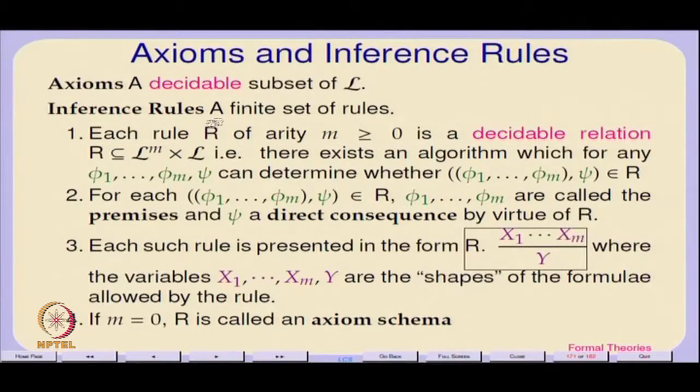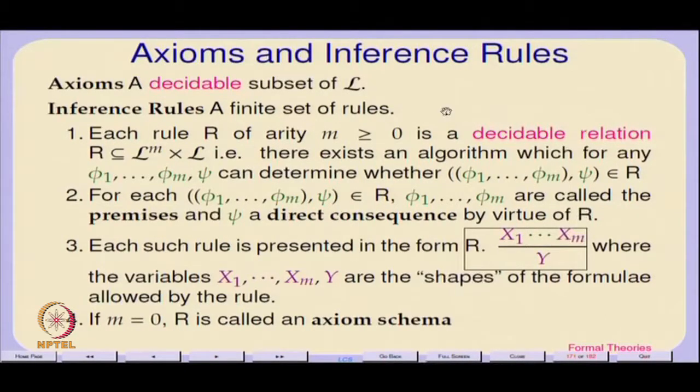Yeah. So, each rule is just a decidable relation. So, membership in this relation is decidable by an algorithm which can clearly give a yes or no answer. Has this rule been applied to obtain this sentence psi from these sentences phi 1 to phi m? That question has to have a definite answer by an algorithm. It has to have a definite yes or no answer.